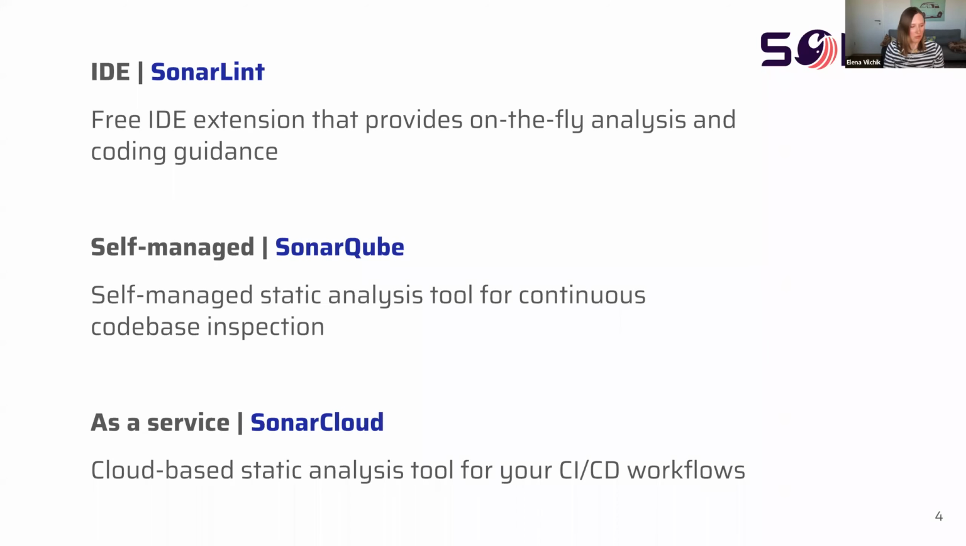Now let's start slowly with the products we're going to discuss today. Sonar is a company which provides code quality tools. This is an ecosystem. SonarLint is an extension for the IDE, which gives you instant feedback while you're coding. SonarQube is a self-managed tool, so you will need to host it yourself. And SonarCloud is a cloud-based tool which is hosted by Sonar. You just buy a subscription there, or it is free for open source projects, and you just use it. Today, for simplicity, we will use SonarCloud, so that we don't need to take care of setting up SonarQube.